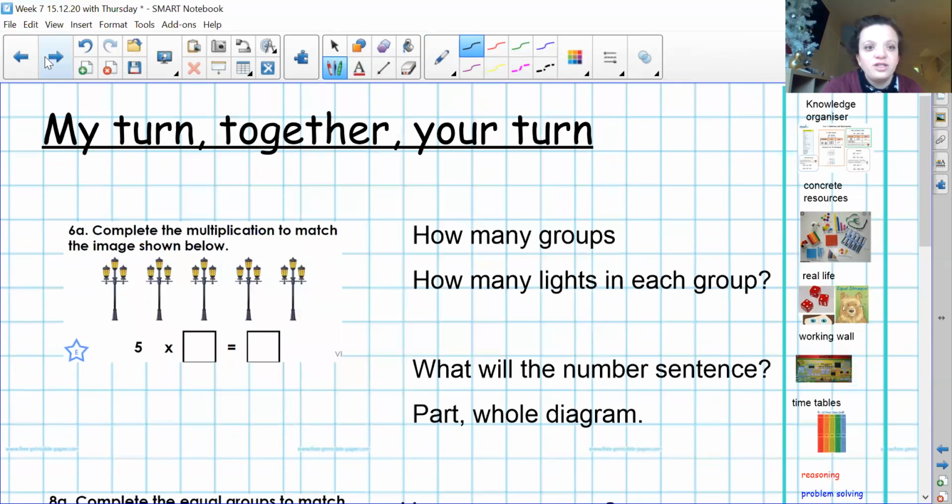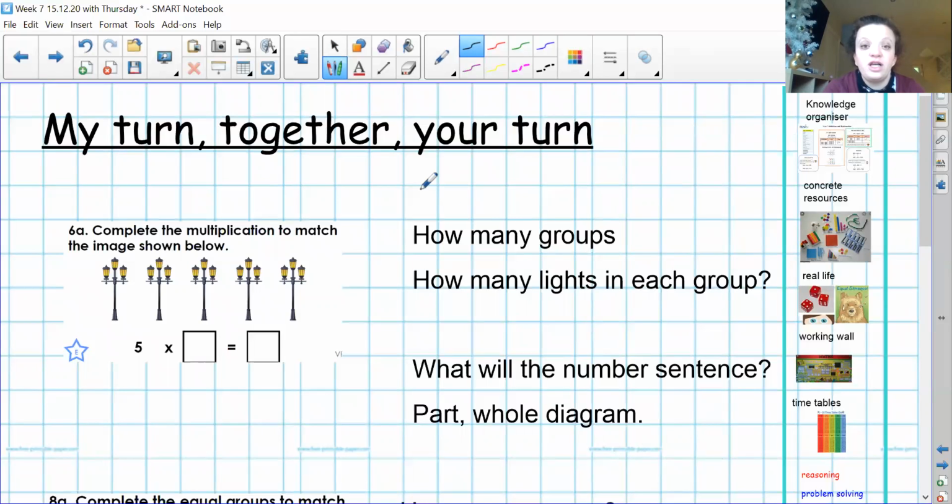Let's move on. So we've got a picture here, and we're looking at how many lights we've got all together. So that's what we want to find out. How many lights are on all the street lights all together. So we're going to work out the multiplication sentence for this picture with our total and see if you can do a part-whole diagram as well. Pause the screen and have a go.